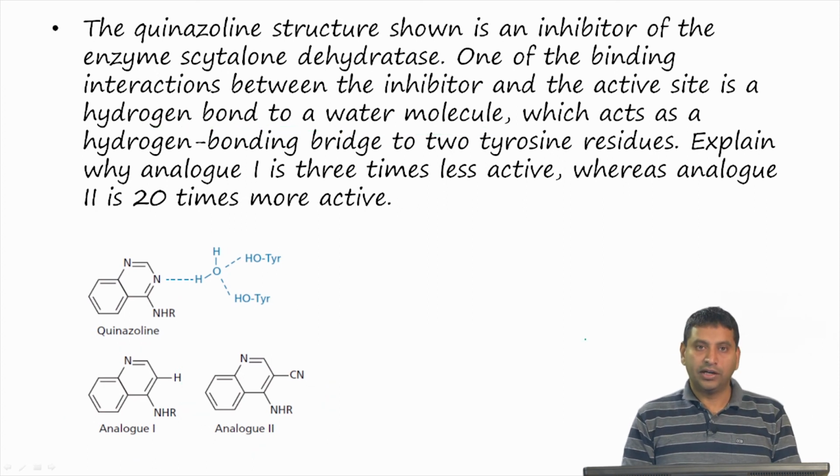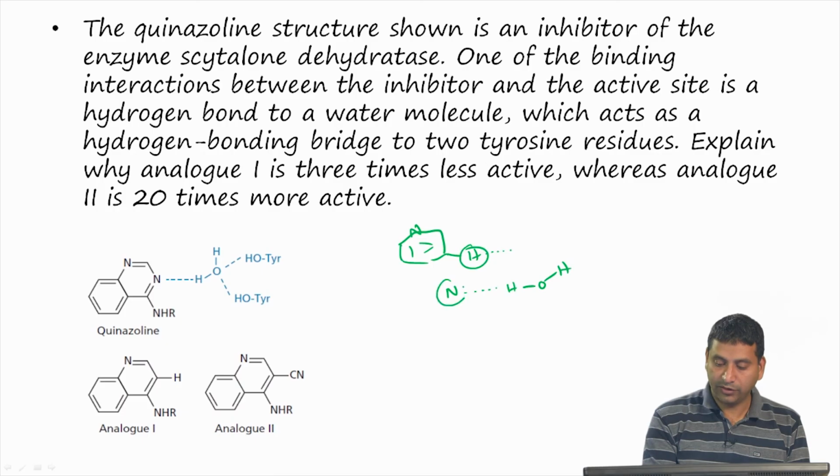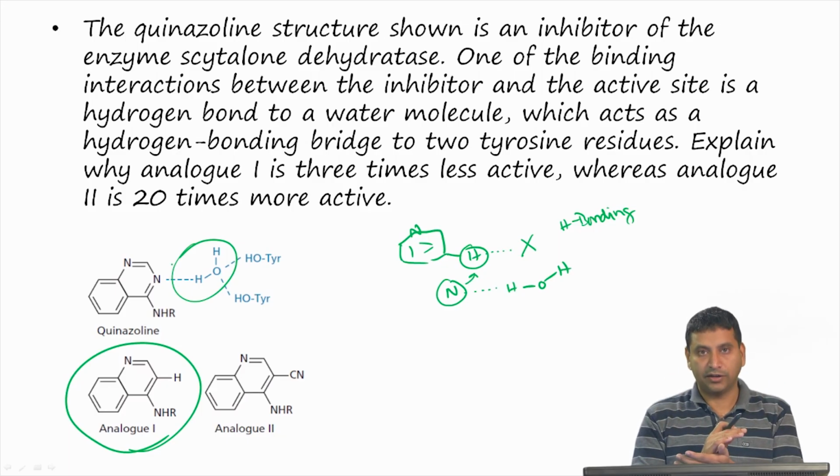So, in order to address this question, let us look at the structure of analog 1. Analog 1 basically has a hydrogen over here, where earlier there was a nitrogen which was itself involved in a hydrogen bond, but now instead of the nitrogen you are replacing it with a CH. So, this is incapable of hydrogen bonding. One could expect that this would not bind as effectively as quinazoline to the water molecule, and therefore, it is 3 times less active.